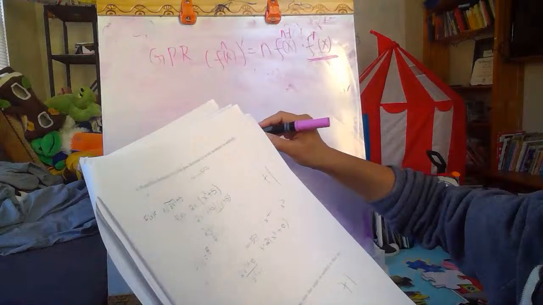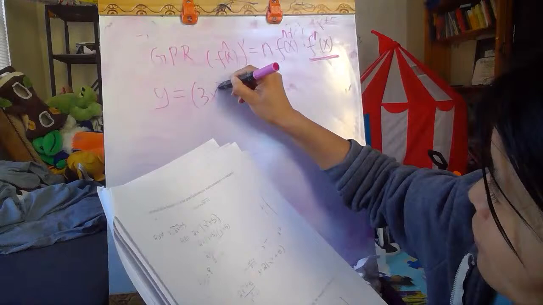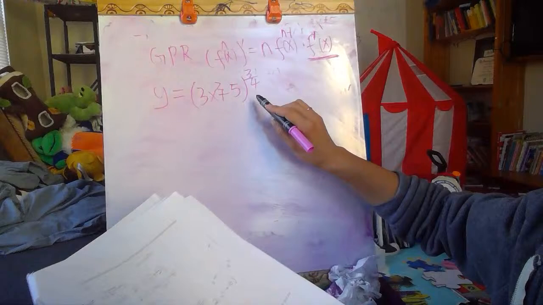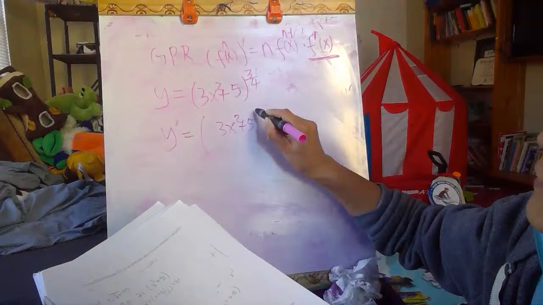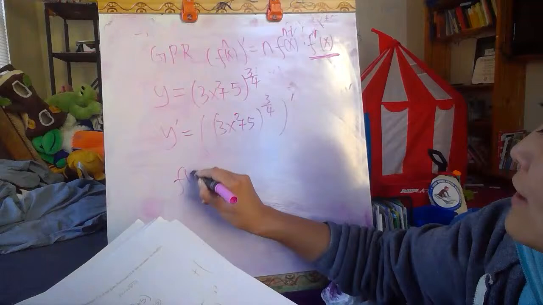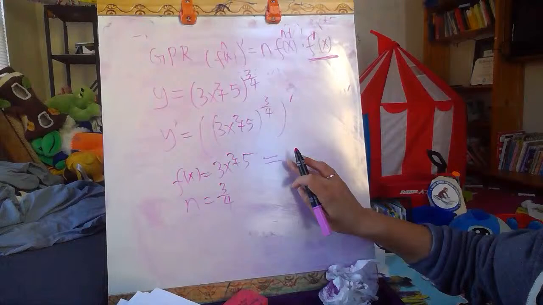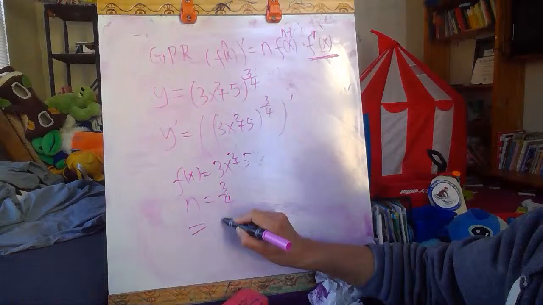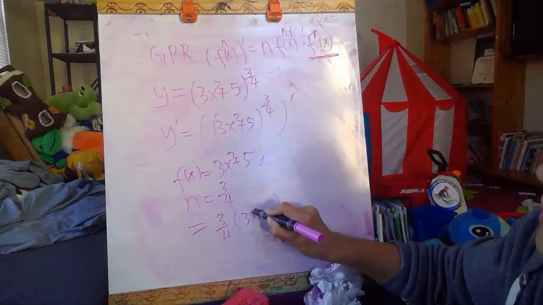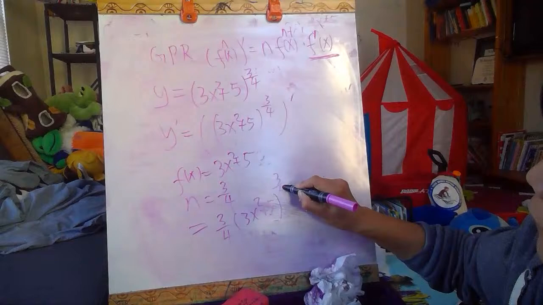y equals (3x squared plus 5) to the 3 over 4. In this problem, when we find the derivative, f of x is 3x squared plus 5 and n is 3 over 4. If we want to use the general power rule, this derivative equals n, which is 3 over 4, times f of x, which is 3x squared plus 5, to the n minus 1, so 3 over 4 minus 1. We didn't finish here. We need to continue.